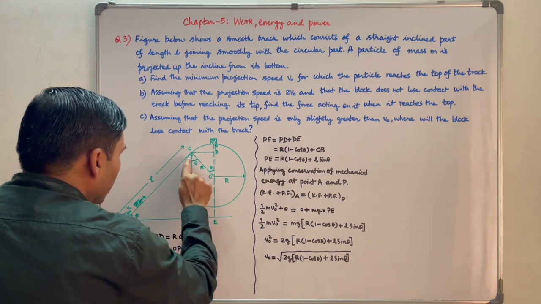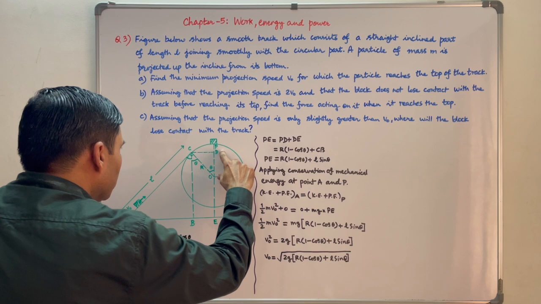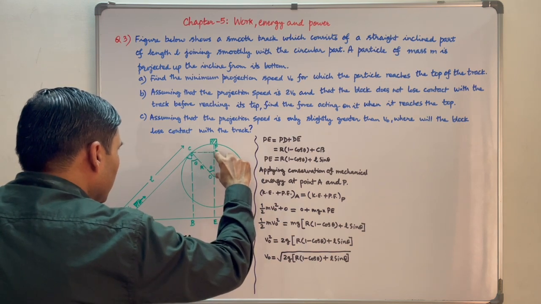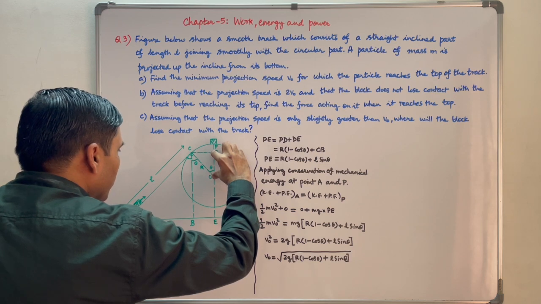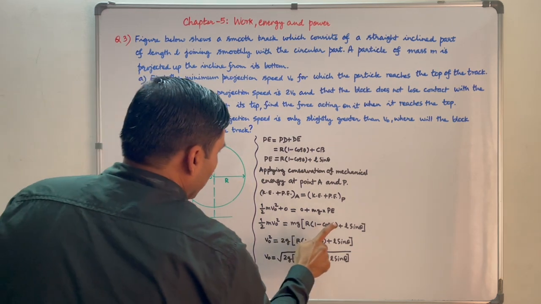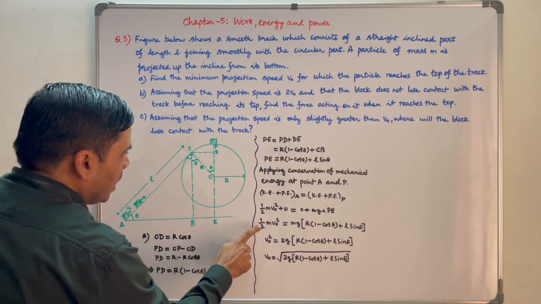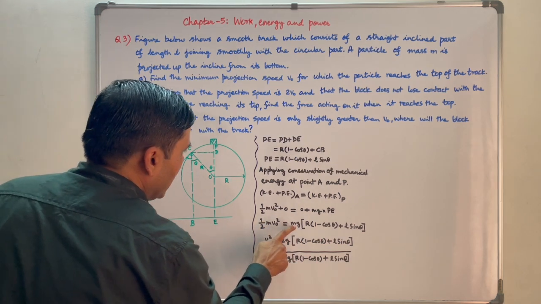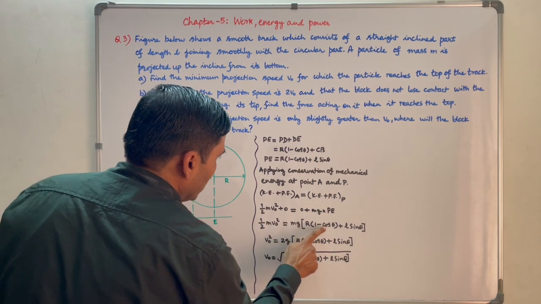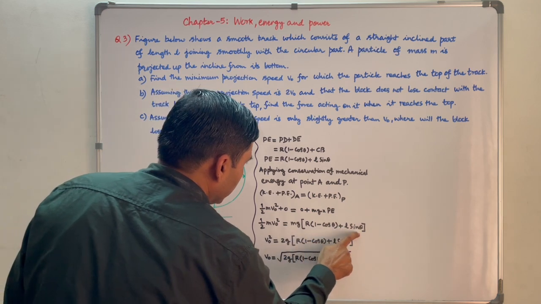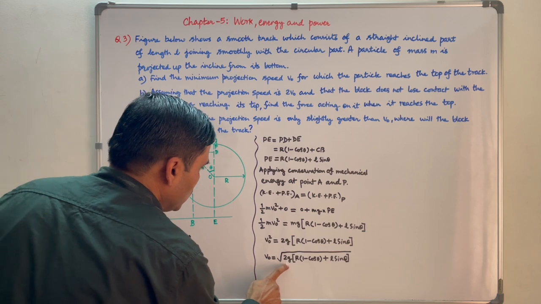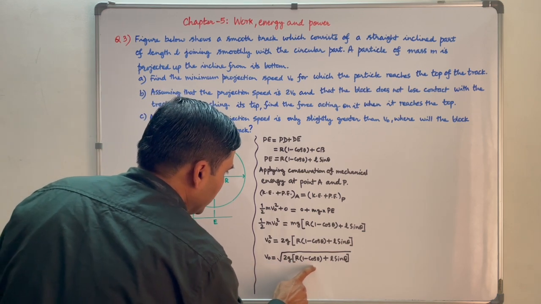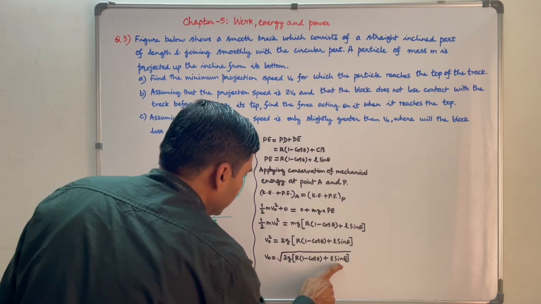So in this right angle triangle, DO is equal to R cos theta. So PD is equal to R minus R cos theta. So we will put this value here. So half mv0 square is equal to mg into R into (1 minus cos theta) plus L sin theta. This gives v0 is equal to under root 2g into R into (1 minus cos theta) plus L sin theta.